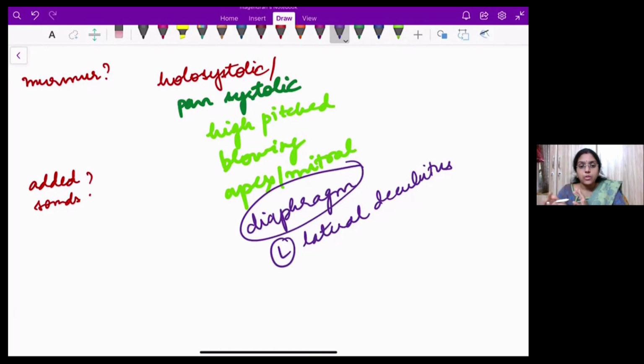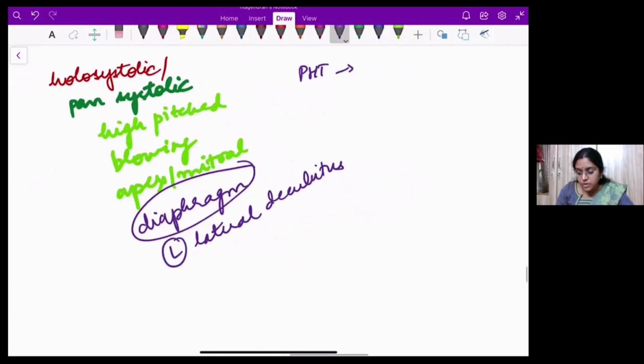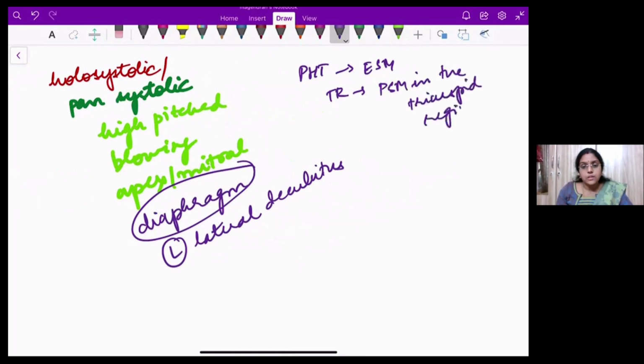Like we already told you, there can be some associated murmurs. If the patient is having pulmonary hypertension, the patient can have a loud P2 along with an ejection systolic murmur. If he is having a tricuspid regurgitation, he can have a pansystolic murmur in the tricuspid region as well. So all these things can also occur. These associated murmurs are also very, very important.